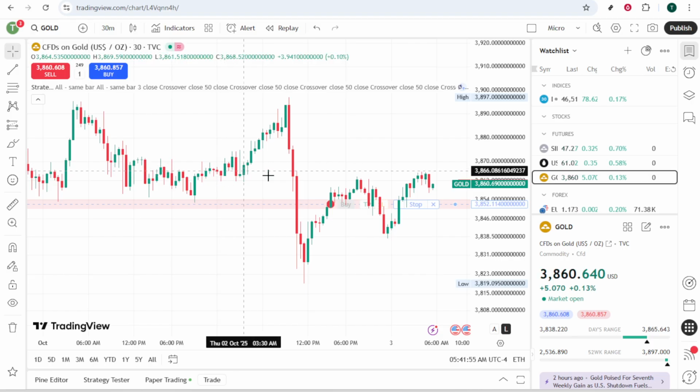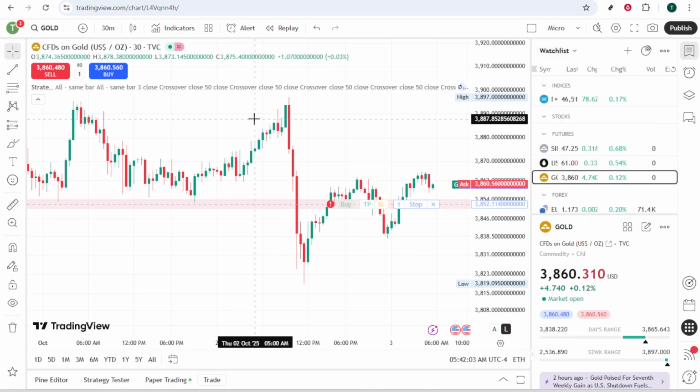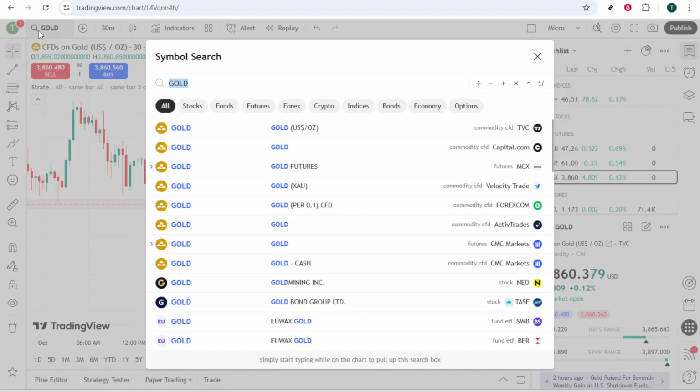First, we'll begin by creating a custom spread chart. Open TradingView and start by launching a new chart. In the symbol search field, you'll need to type your desired formula using an operator. Suppose you want to execute a trade by going long on Coca-Cola and short on Pepsi. You would enter Coca-Cola minus Pepsi or use their ticker symbols, KO minus PEP.